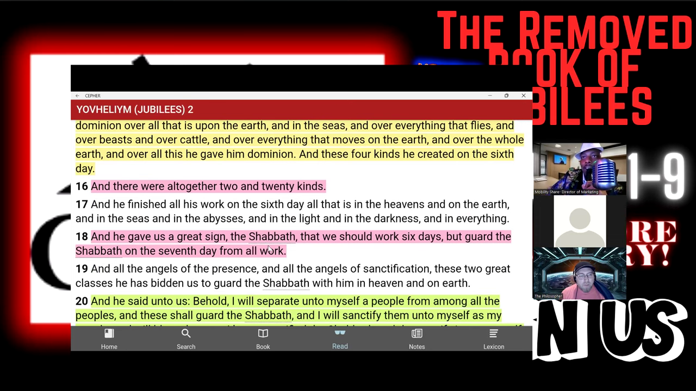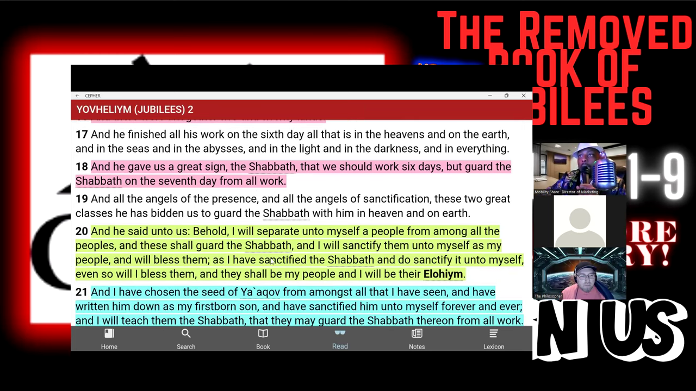Okay. And he finished all his work on the sixth day, all that is in the heavens and on the earth and in the seas and in the abysses and in the light and in the darkness and in everything. And he gave us a great sign, the Sabbath, that we should work 6 days, but guard the Sabbath on the seventh day from all work. And all the angels of the presence and all the angels of sanctification, these two great classes, he has bidden us to guard the Sabbath with him in heaven and on earth.